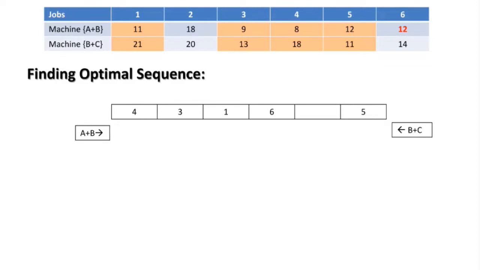You can see here that now jobs 4, 3, 1, 6 and 5 are assigned. So only 1 is left, that is job 2. You can directly fill that box by 2.